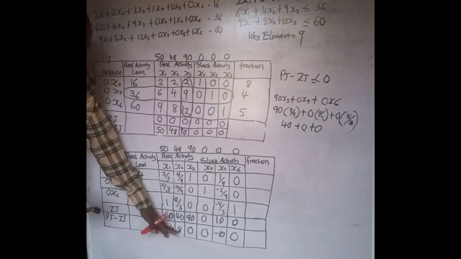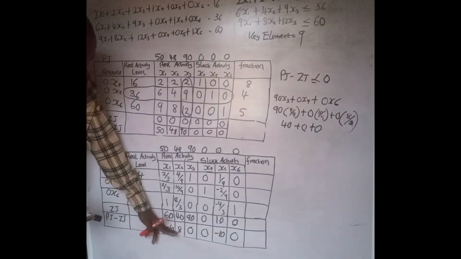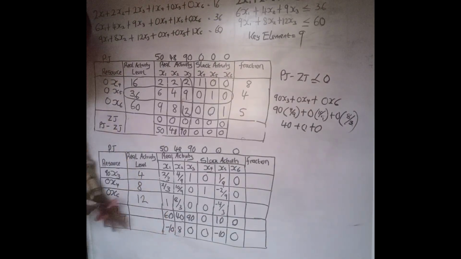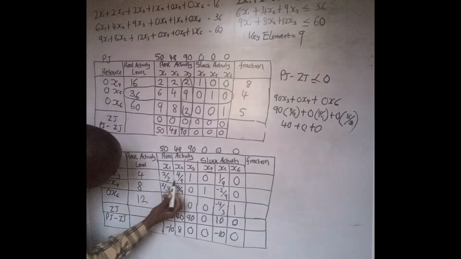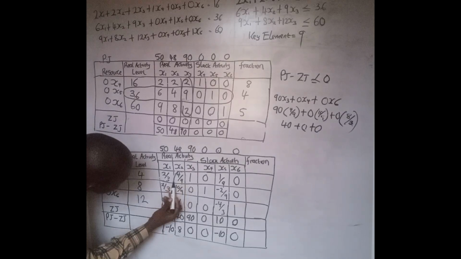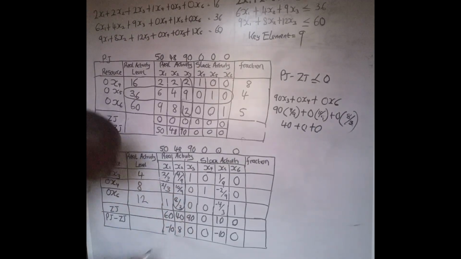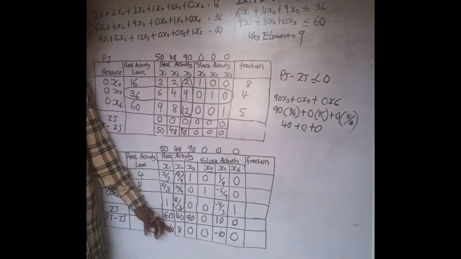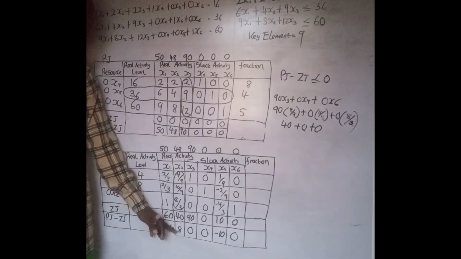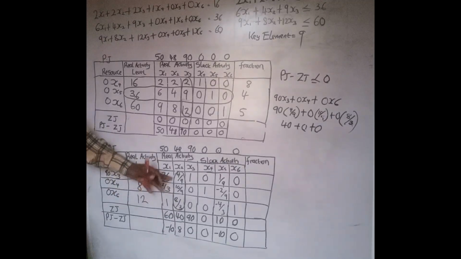So from this point, since 8 is the maximum value of my PJ minus ZJ, the key column here will be this, because that is the column with the highest value of PJ minus ZJ, that is 8. So the key column will be column x2, that is this. Now I've circled the key column. Now we have to look for our key row.